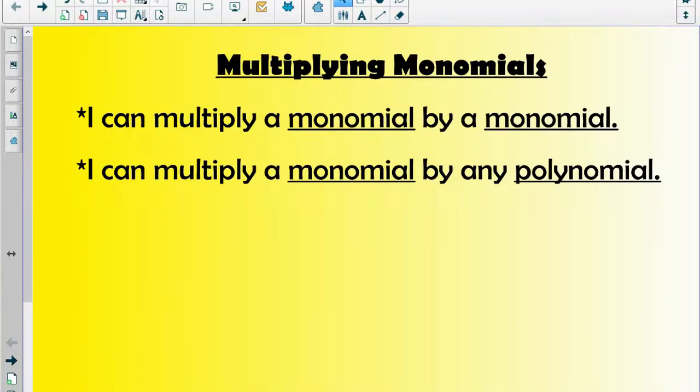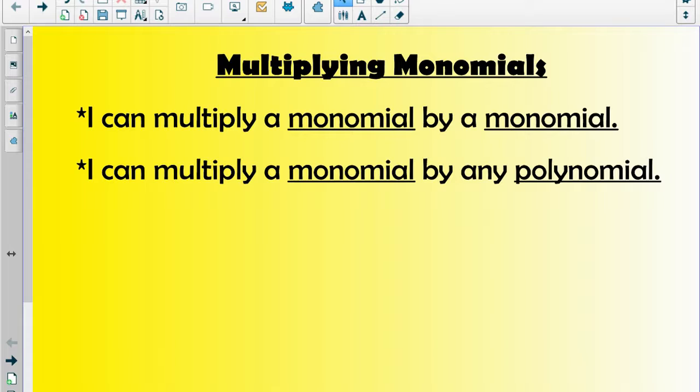All right, up next is multiplying polynomials. So we're actually going to break this into two smaller Edpuzzle video lessons. We're going to start by just looking at how to multiply a monomial by some other polynomial, whether it's a monomial, a binomial, a trinomial, or just a polynomial. We're going to take a single term and multiply it by some type of polynomial. That's going to be this first lesson.